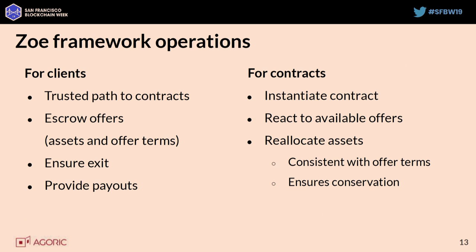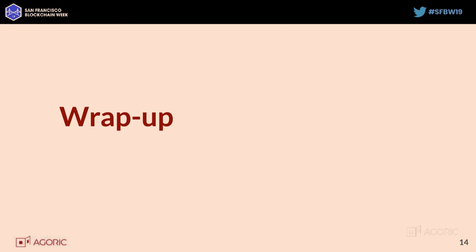And then finally, Zoe lets you reallocate assets. That's the key thing: reallocate assets consistent with all the offers and consistent with conservation of currency. And the nice thing about this abstraction is it lets us prove strong properties of all of that independent of the execution of the code, which means we can use programming languages that lots of programmers in the world are familiar with. That's crucial from our perspective in terms of getting smart contracts to mainstream. Okay. So that was most of the fire hose.